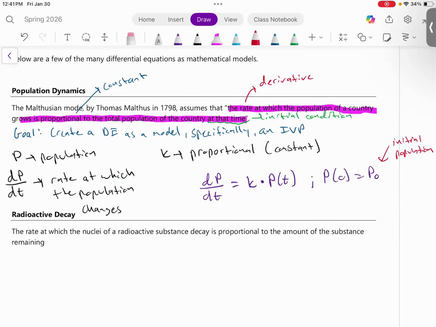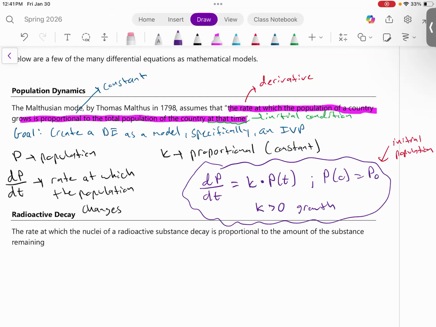And so we're almost done. We're talking about a country growing. So what we would need to do is make sure that our proportional constant k is always positive for growth. Okay, and that is our mathematical model for the Malthusian model.